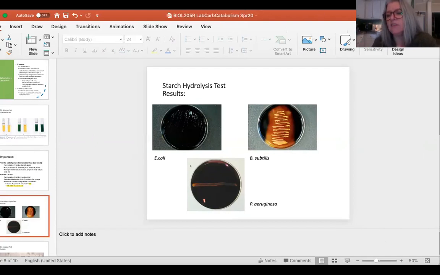All right, let's take a look at some results. So in your lab manual, if you go to page 113, that's the beginning of our results page.